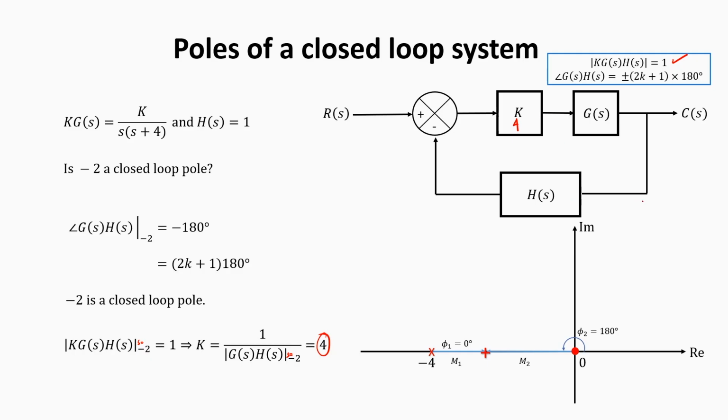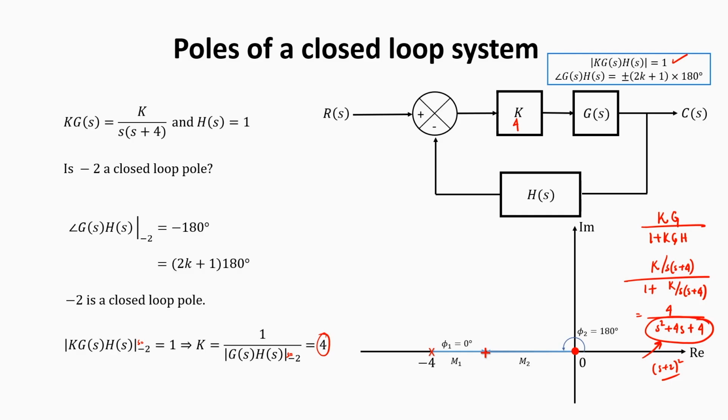So if it is 4, what was the transfer function of this system? The closed loop transfer function was kG by 1 plus kGH. So that becomes k by s into (s plus 4), divided by 1 plus k by s into (s plus 4). So this is kG(s), it's correctly written. Now you have k is 4, right? So this is 4 by s square plus 4s plus 4. You see s square plus 4s plus 4 is (s plus 2) whole square. So minus 2 is indeed a pole of the system.